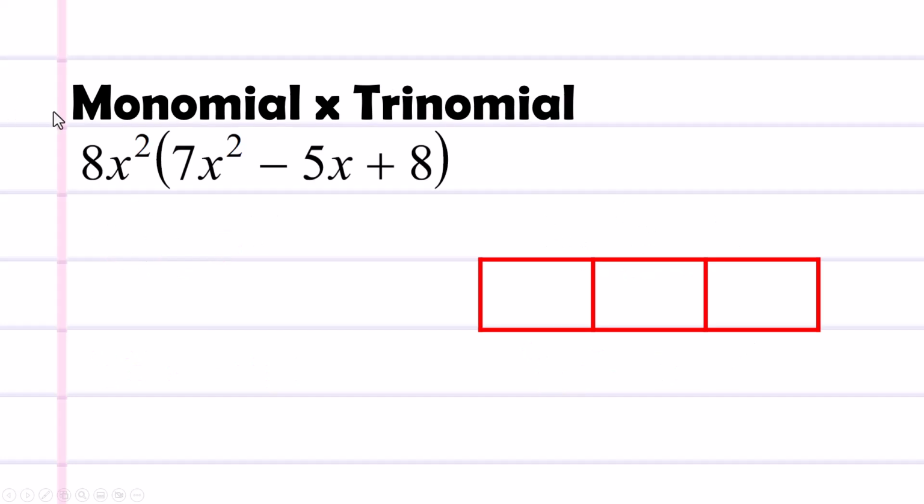All right, now a monomial times a trinomial. You can do distributive property again, but I want to show you a little technique we're going to start using, and this is going to be the boxes.